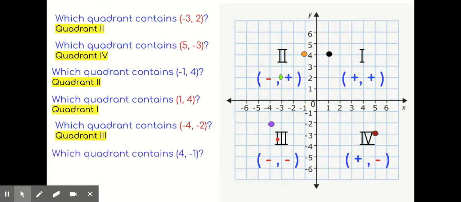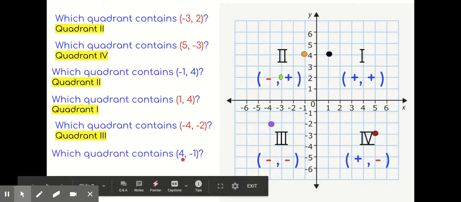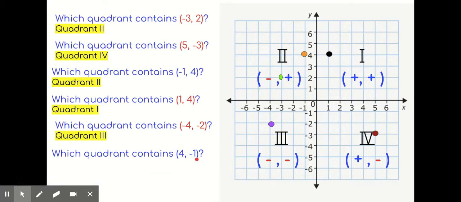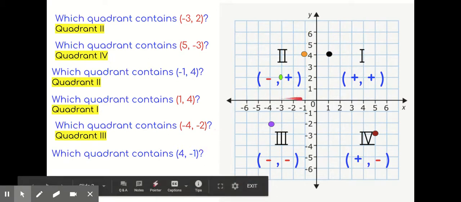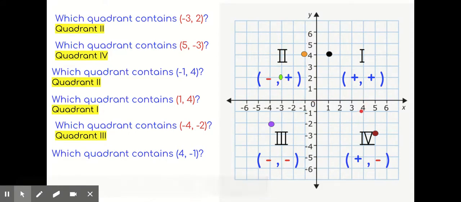And finally, which quadrant contains the point 4, -1? X is 4, y is -1. We can see that will be in quadrant 4. And there is that point. That's everything for today, just identifying the quadrants on the coordinate plane.